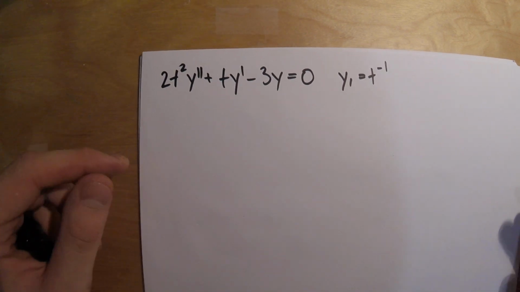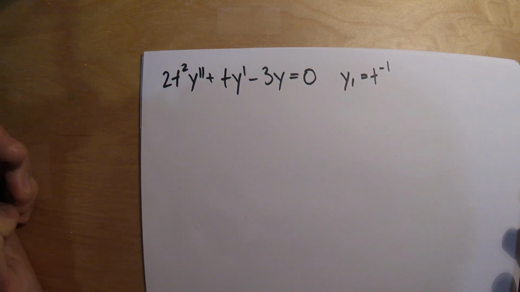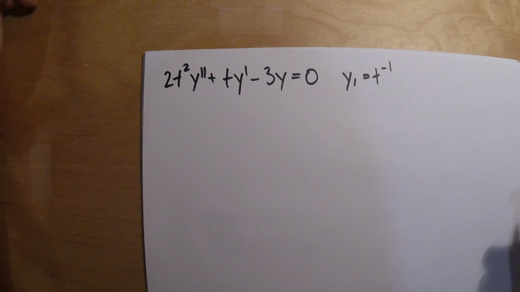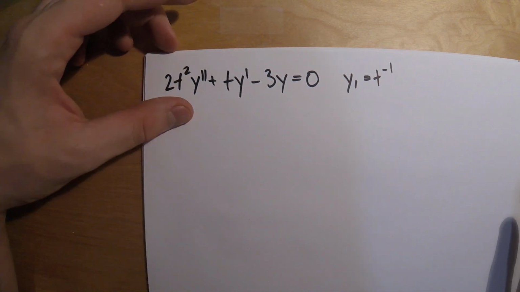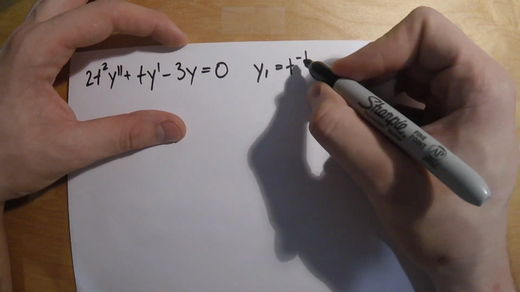Okay, so here I'm going to demonstrate another example of the reduction of order. Hopefully I can make this video shorter than the last one. However, I'm not going to go into as much detail as I did with my other video. So we know that y1 equals t to the negative 1.